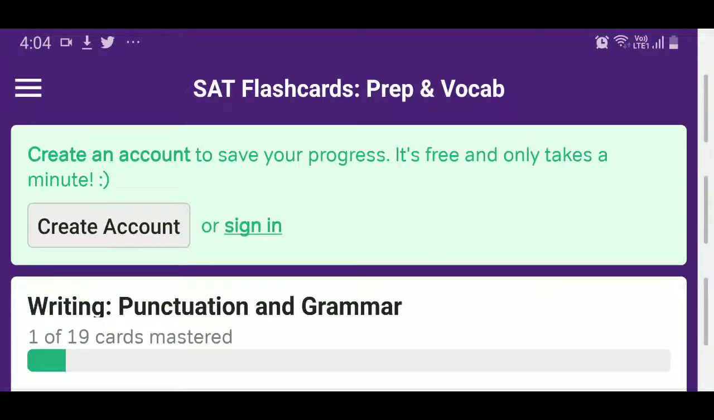So, in this video, we are going to discuss some interesting ways of revision. One of the ways is to install some good apps on your mobile phone, and the app that we are going to talk about is the Magoosh SAT flashcards for the preparation of vocabulary and structures, grammar.